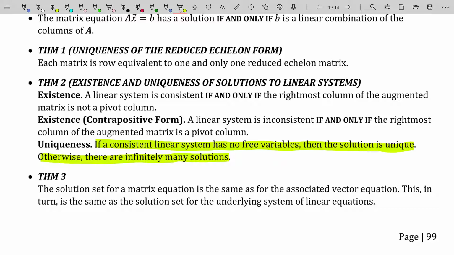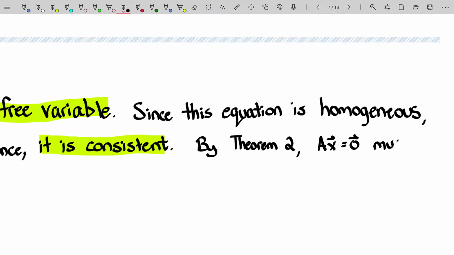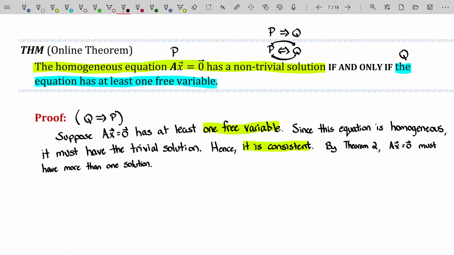Well, we have a consistent linear system, and it has a free variable. So it's really the second highlighted case. There are infinitely many solutions. It's consistent, it has a free variable, therefore there are infinitely many solutions. So I'll write it this way. By Theorem 2, Ax equals 0 must therefore have more than one solution. Now I know I said a moment ago that it has infinitely many solutions, but I don't need all of those solutions. I just need more than one.